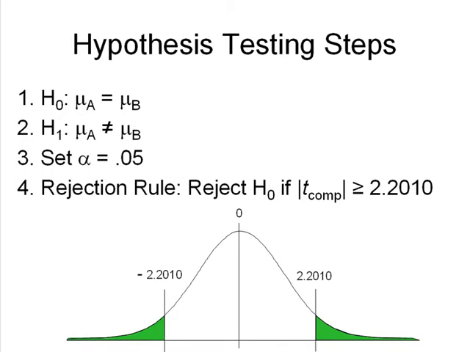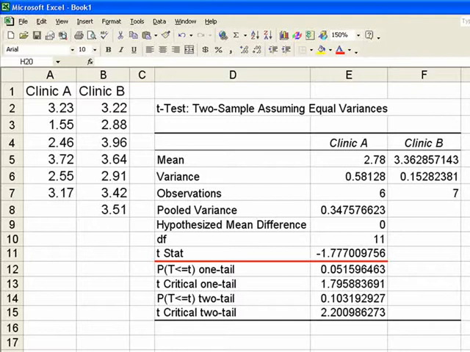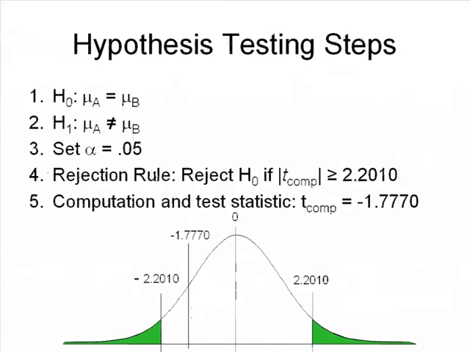So if we end up getting a t-comp that goes in either of those tails, we get to reject our null hypothesis, which is what we want to do. If we don't get it there, then we fail to reject. And that's not good. Let's take a look at what our t-stat was. Our t-stat was negative 1.770. Well, let's enter that into our step then.